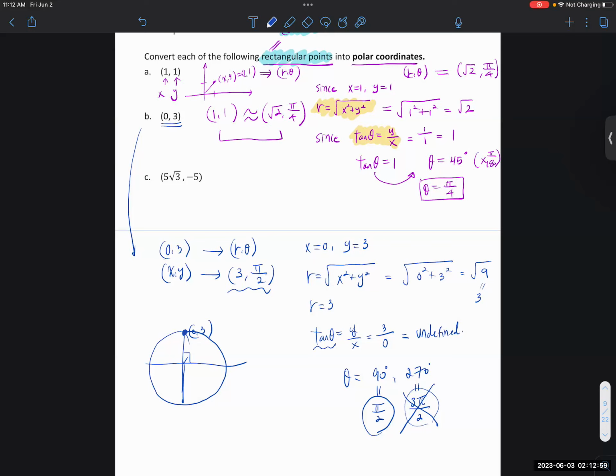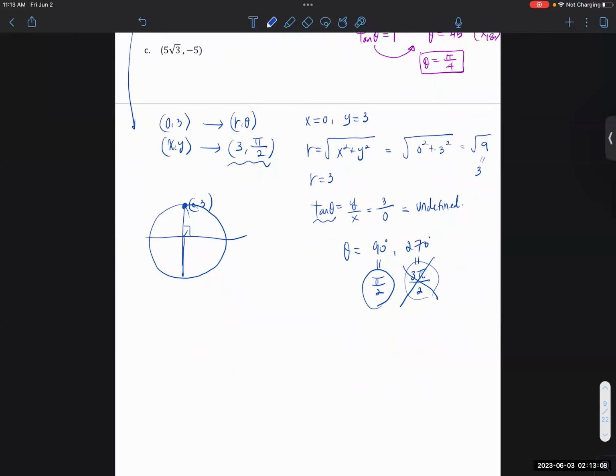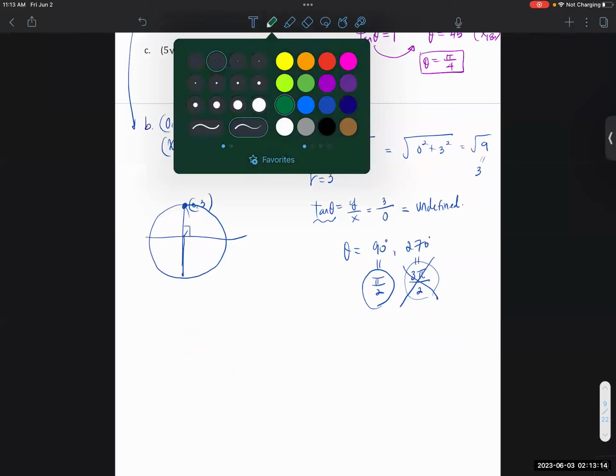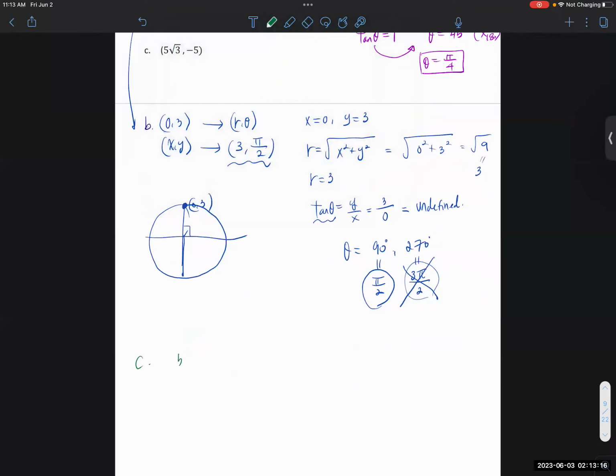Okay, so it's getting better. One more example, letter D. Let's take a look at letter D. I'm going to change the color again. Sorry, the last one was B. Actually, we are doing C. So (5 radical 3, negative 5). This is x, y. I want to convert it to r, theta.